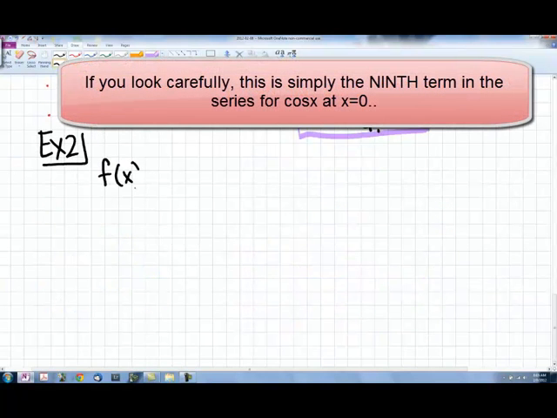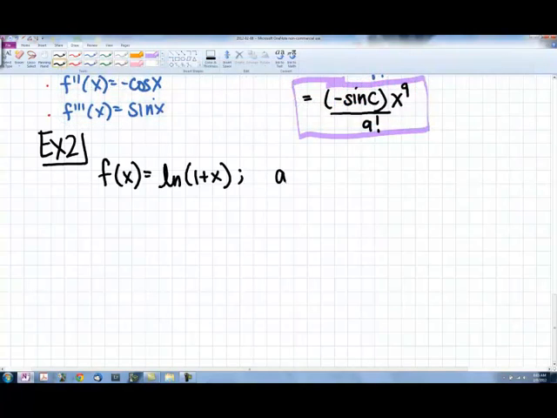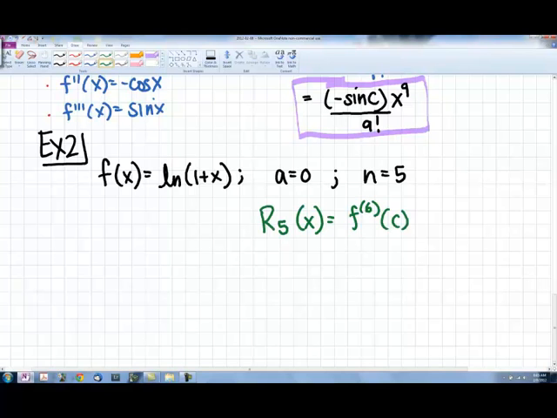Let's do it for the function f of x equals ln of 1 plus x. Again, let's choose a to be 0, n equals 5. Remainder always comes from the n plus 1 derivative, so that means we need the 6th derivative of f at c times x minus a to the 6th all over 6 factorial.